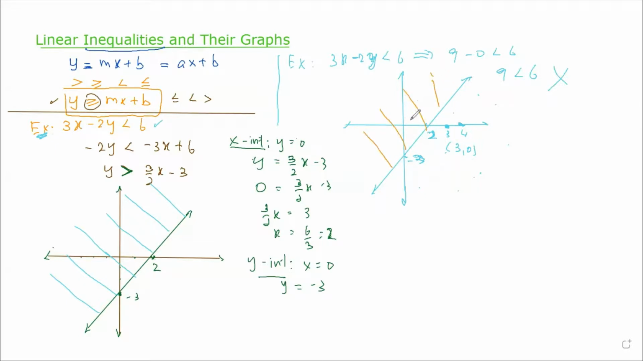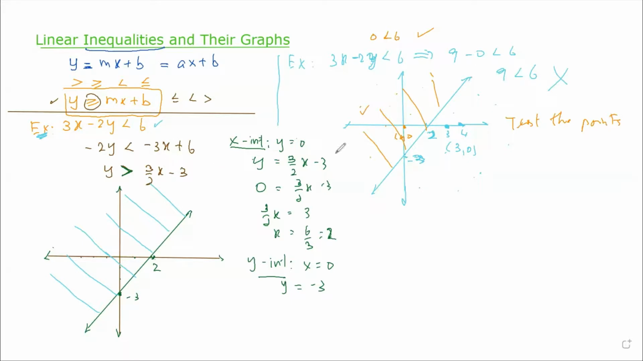If you don't believe it, you can try. For example, you pick any point above the straight line. The easy point I want to use is this point, because this is 0, 0. So you replace x with 0 and y with 0, and 3 times 0 minus 2 times 0 becomes 0, which is less than 6. So then it's true. So this is the area, correct? You do this by testing any point you want. If one point works, then it works.